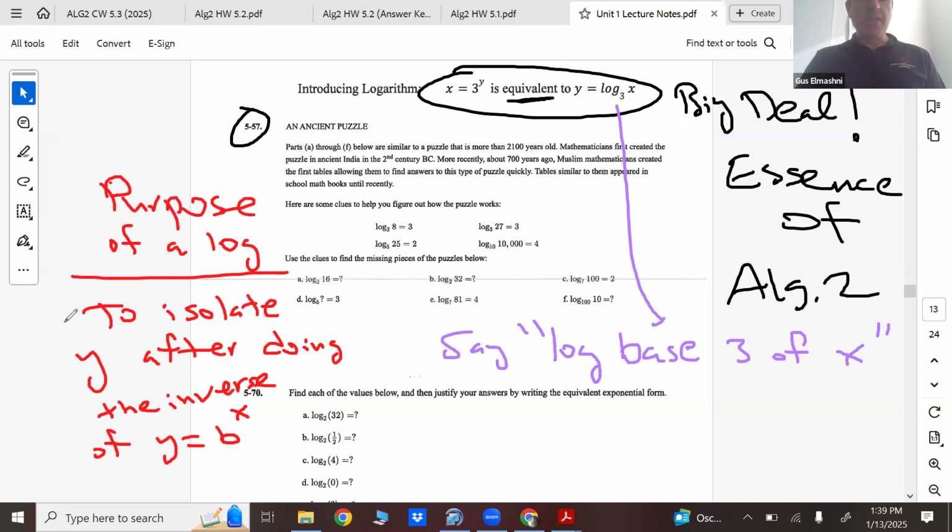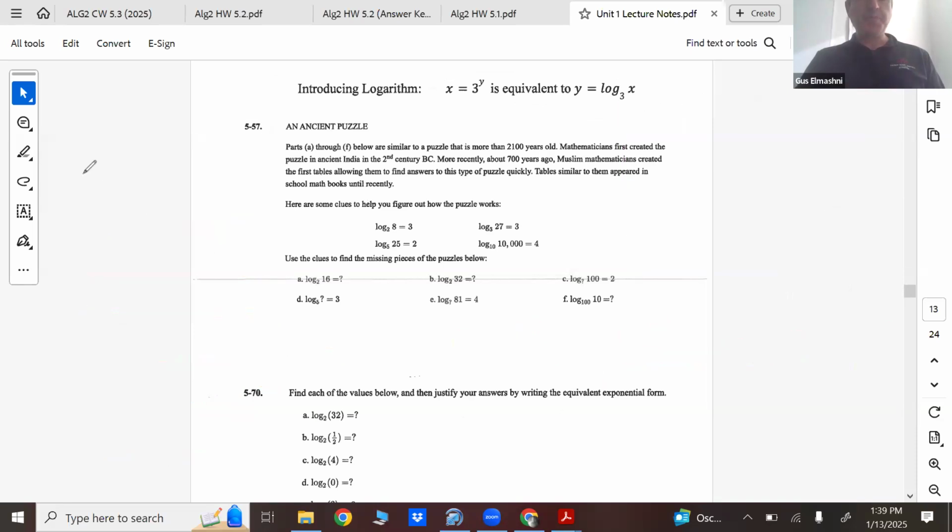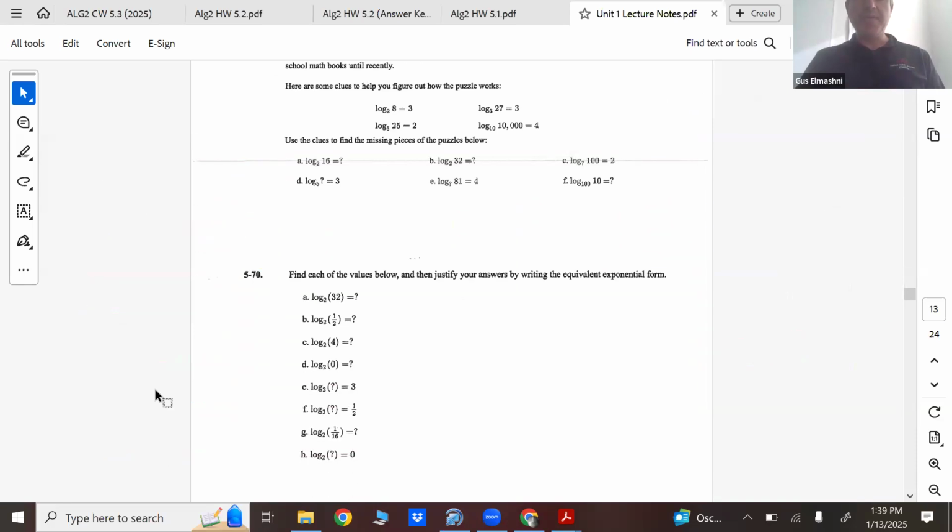All right, let's talk about this puzzle. All right, guys, quiet, please. Thank you. All right, so here's how this looks.